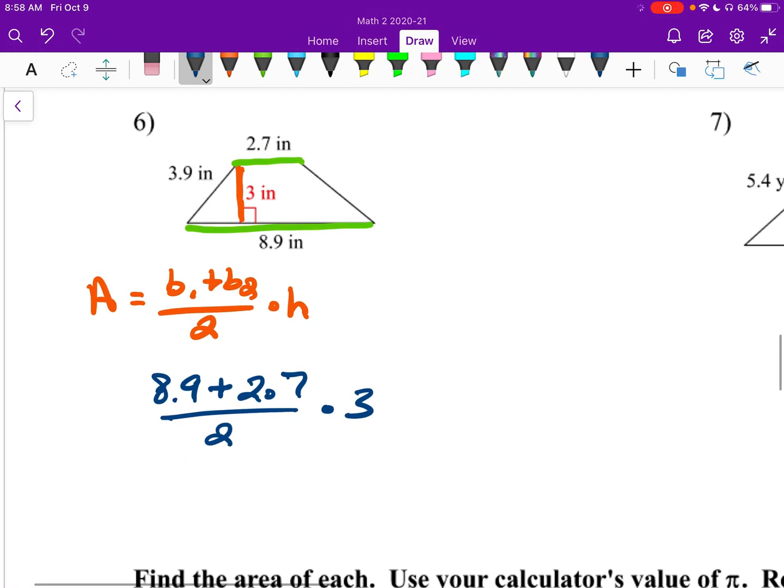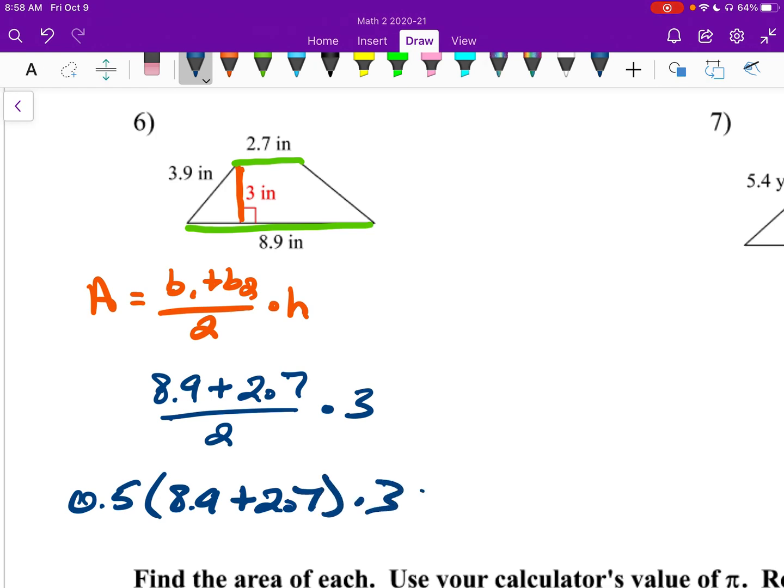Now, if you want to type this in the calculator quickly, I would type it in this way. You would say 0.5 times, with a parenthesis, 8.9 plus 2.7, and then times 3 at the end. So I'm going to say 0.5, parenthesis, 8.9 plus 2.7, parenthesis, times 3. And I got 17.4. And we're talking about inches, and they are squared.